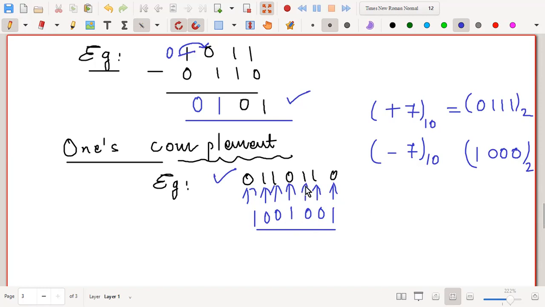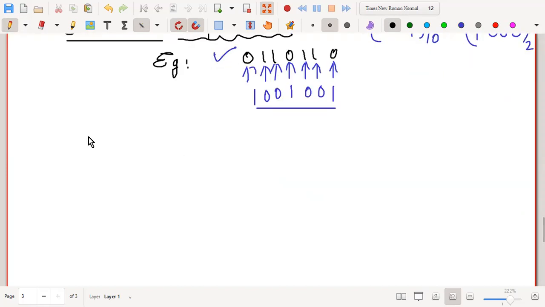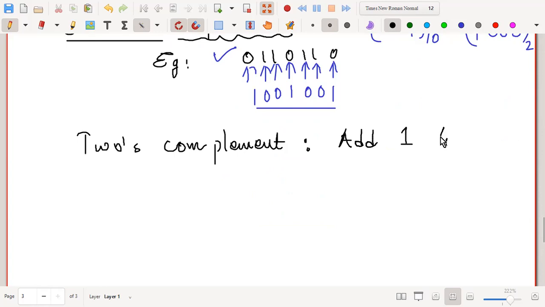All right, now let us go and see. Before we conclude today's session, I will try to tell you how you would calculate the 2's complement. Okay, one simple rule is you need to just add 1 to the 1's complement.